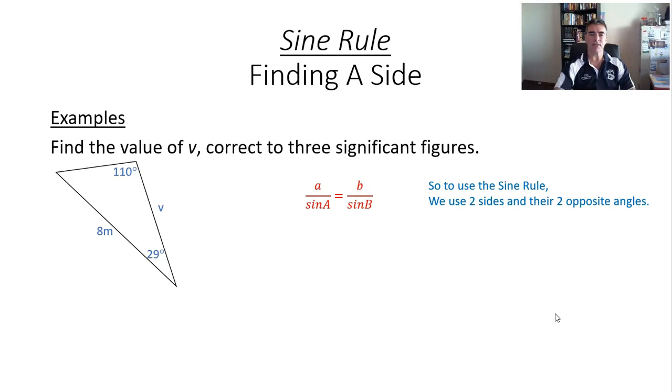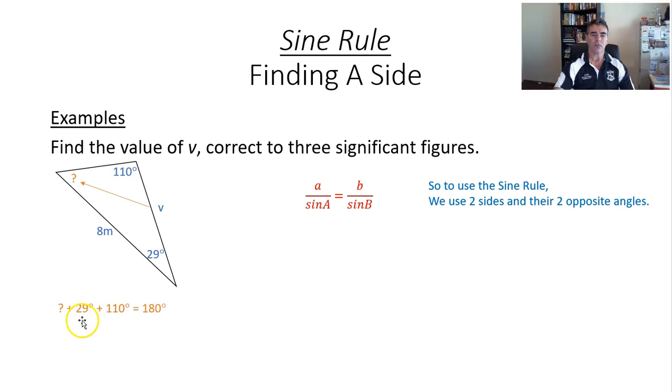So let's have a look at another example. We want to find the value of v, correct to three significant figures, and I'll show you that in just a moment. Again, we're using two sides and two angles, but you'll notice that the angle opposite v is this one here, and it's missing. So what do we know about a triangle? Well, we know that that angle there is missing. We're going to find that.